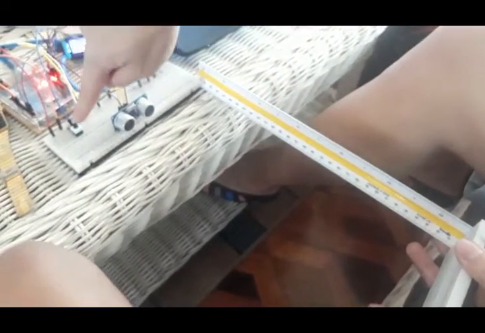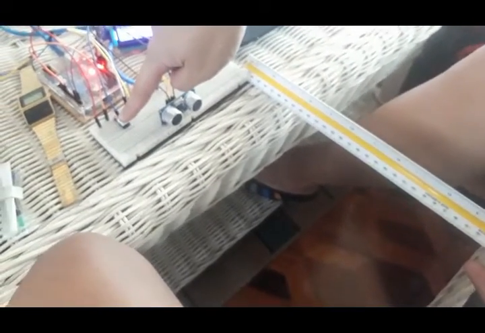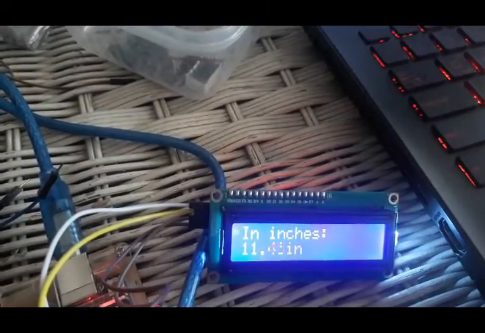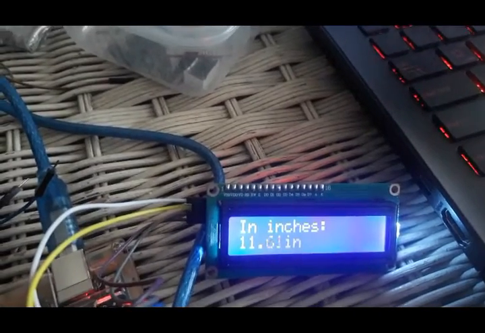And in inches, 11.61 inches. That's the conversion to inches. That's all. Thank you.